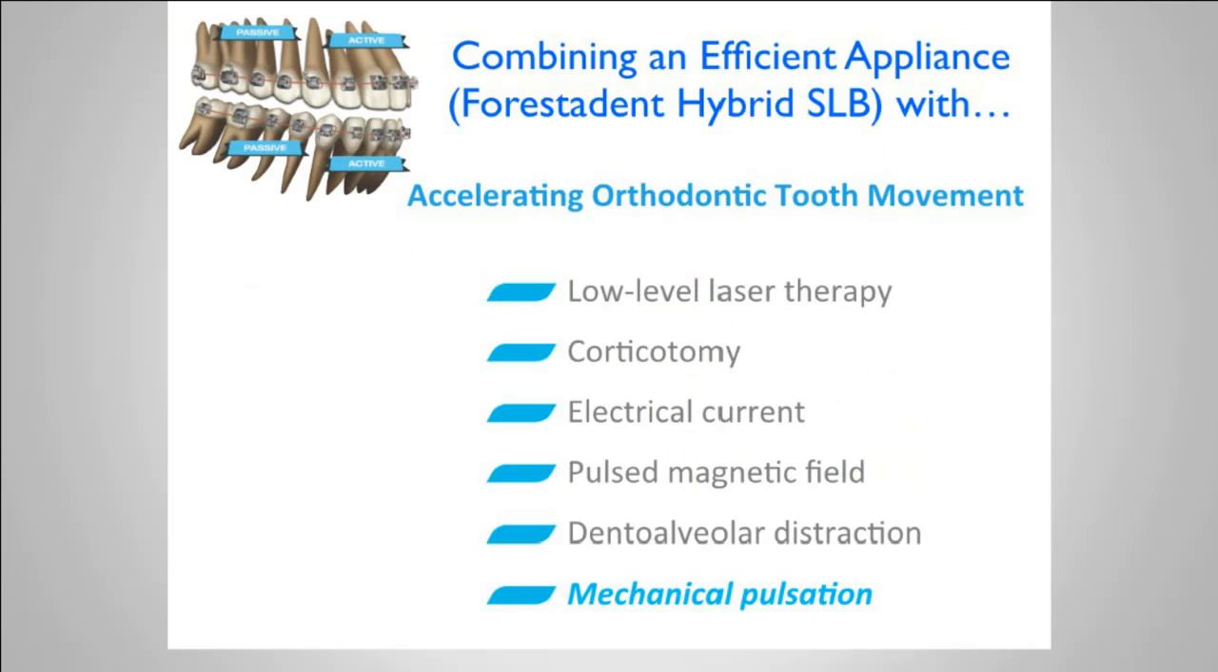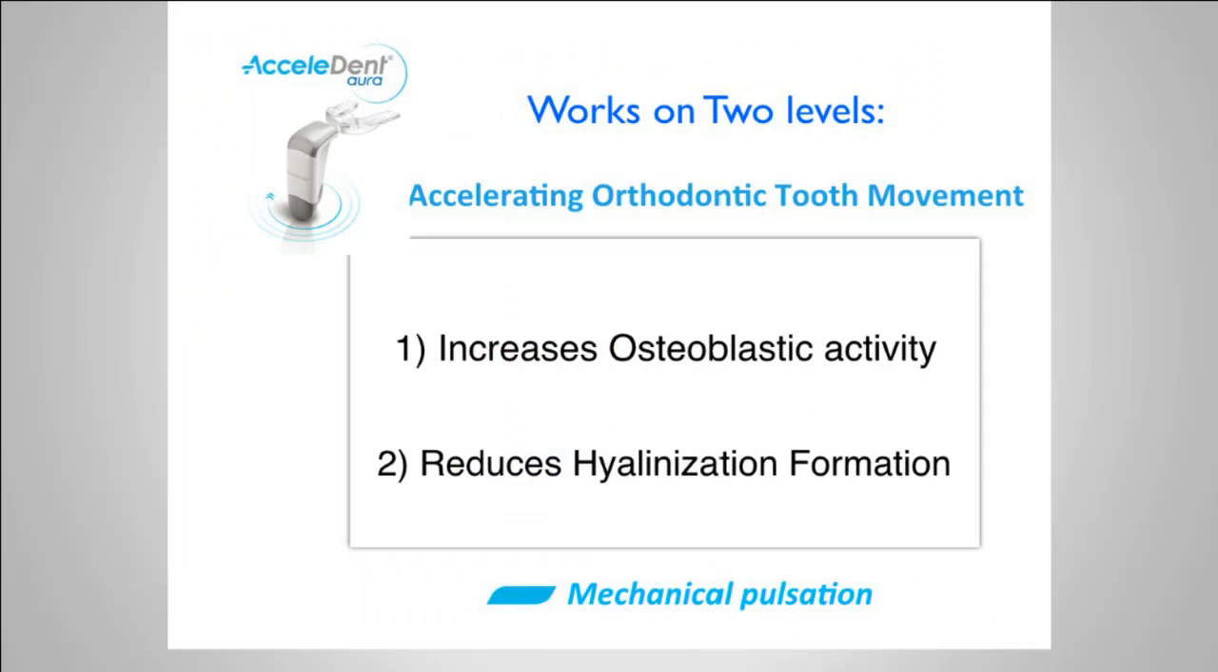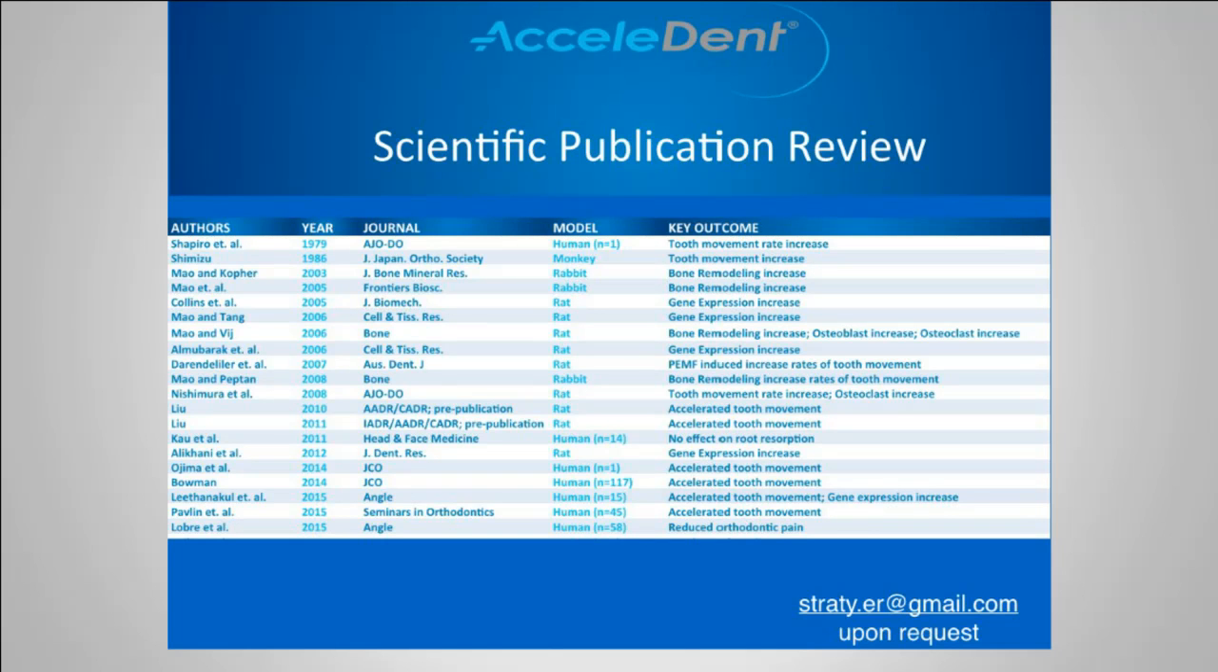There are a number of accelerated tooth movement technologies. I have chosen mechanical pulsation in addition to the Forestident hybrid self-ligation bracket system to enhance the rate of tooth movement in my patients. It does it on 2 levels, increases osteoblastic activity and reduces the hyalinization formation to allow for quicker tooth movement during the early stages of treatment. This is a histological slide to show that under low pulsatile forces, there's engorgement of the blood supplies in the craniofacial sutures. The scientific publication review is exhaustive.